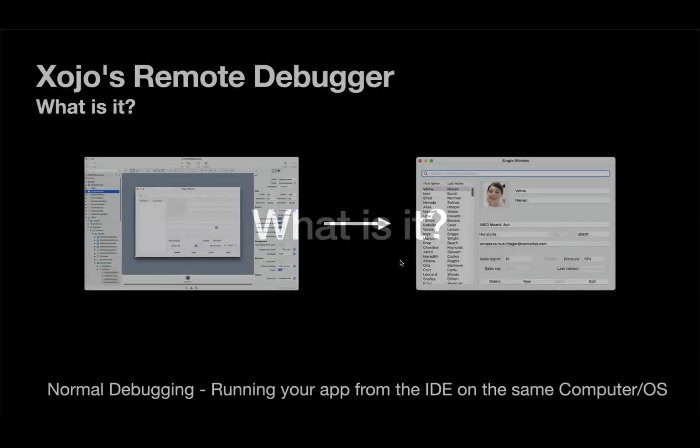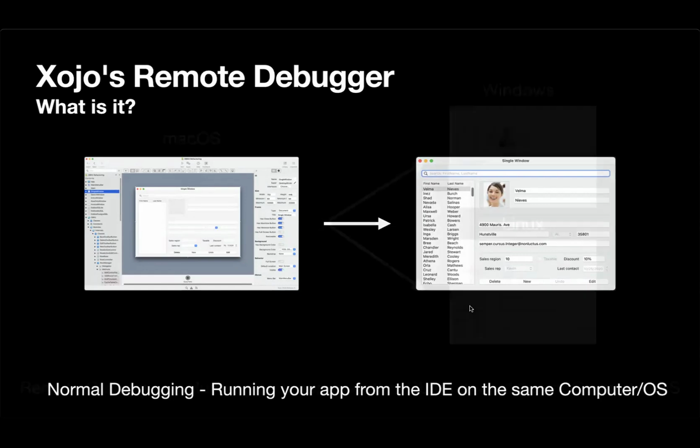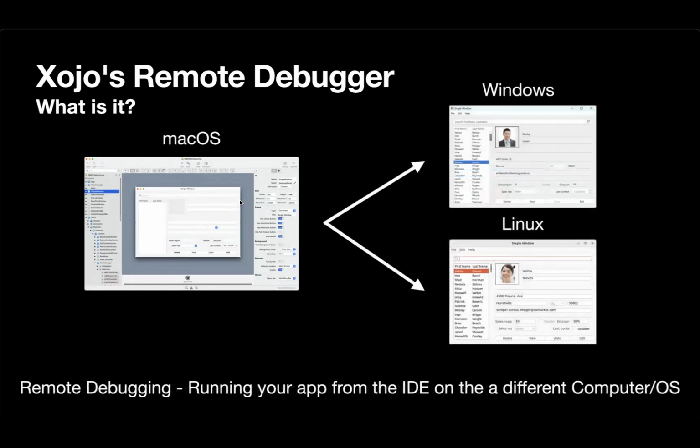So what is it? Well, first of all, when you typically debug, you're debugging in the IDE just on your machine. You're running the IDE and you're debugging on the same operating system on the same computer. That's just typical debugging in Xojo. When you're remote debugging, the IDE is running on one computer with a particular OS, in this case, let's say Mac OS, but you can then be debugging to other operating systems like Windows, Linux, even other versions of Mac OS if that's what you need to do. So it gives you a lot of flexibility.